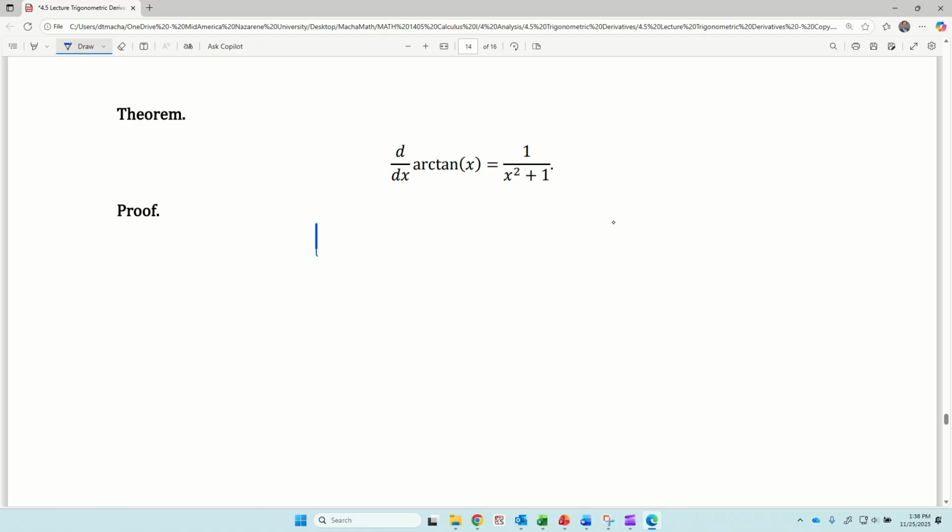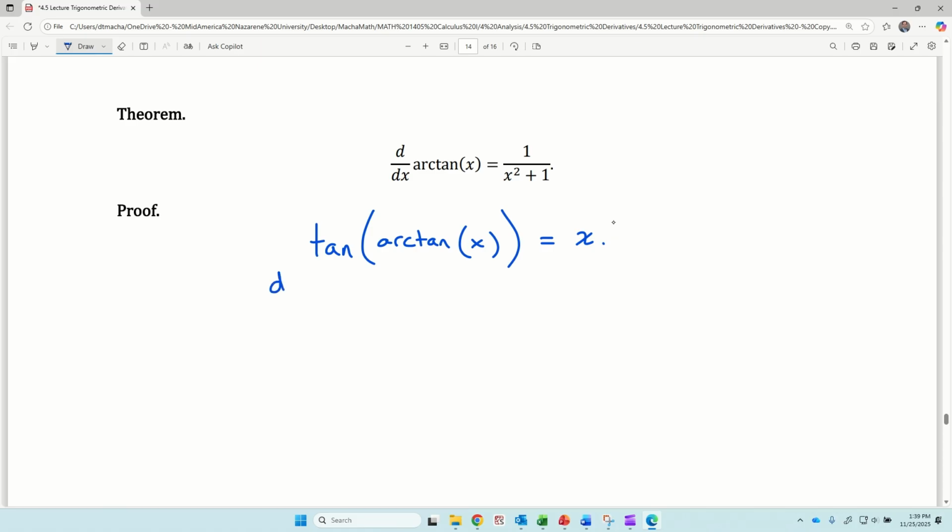And the proof goes like this. We begin by recalling that tangent of arctangent of x is the same as x. And if you're wondering why, it's because arctangent is defined as the inverse function of tangent. And whenever I compose two inverse functions, I always get back the identity function, which is x. So this is true by definition.